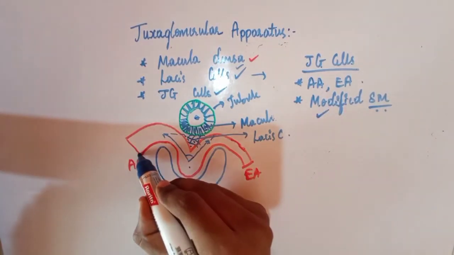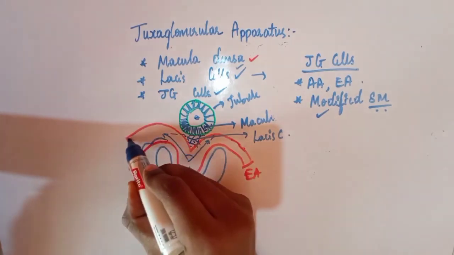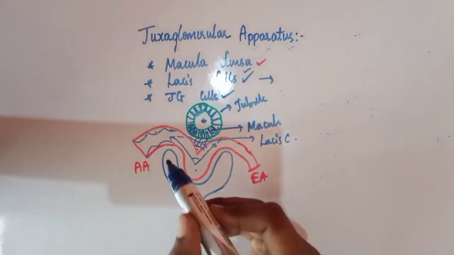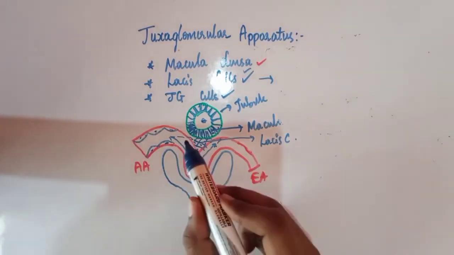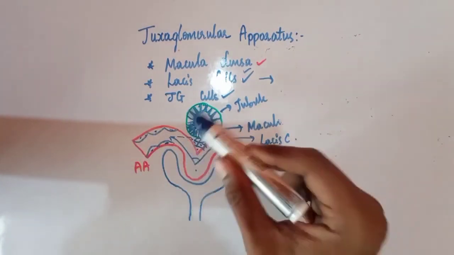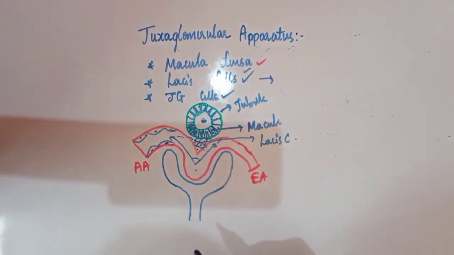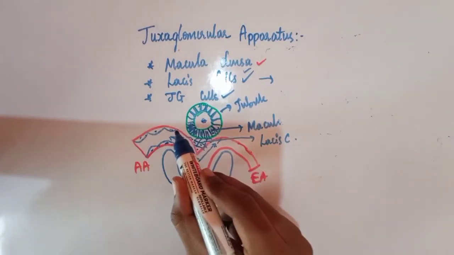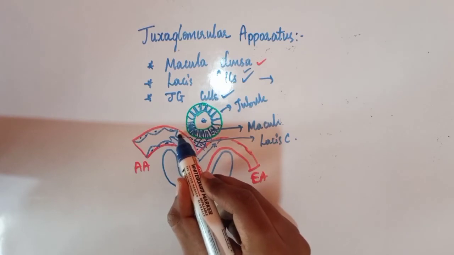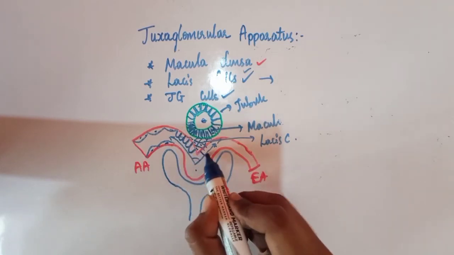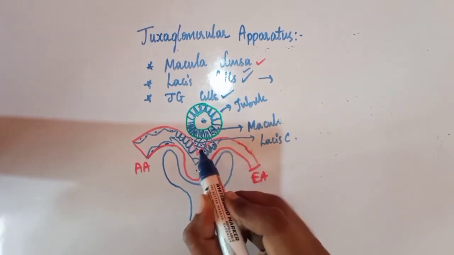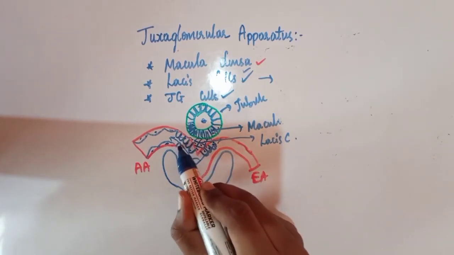The smooth muscles are like this, right? As I said, these are spindle shaped. But when they come in contact with this structure, that is the tubule and extraglomerular mesangial cells, they modify like epithelioid cells. They become like this here also. So they are epithelioid cells.